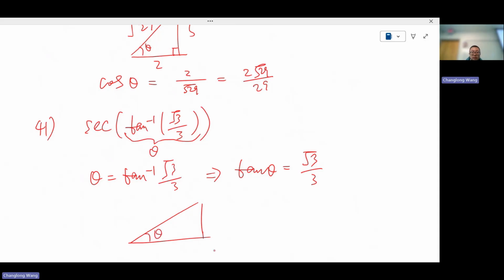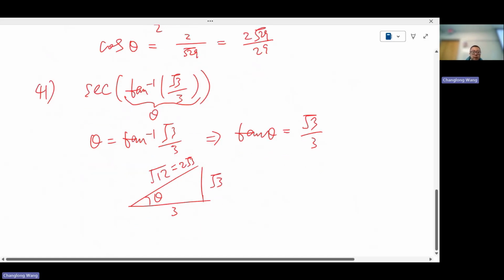Let's go ahead and draw the triangle with the angle theta here. The opposite is going to be radical 3. The adjacent is 3. And the hypotenuse is radical 12. Let's keep it radical 12 if you don't want to simplify it, which is 2 radical 3, by the way.